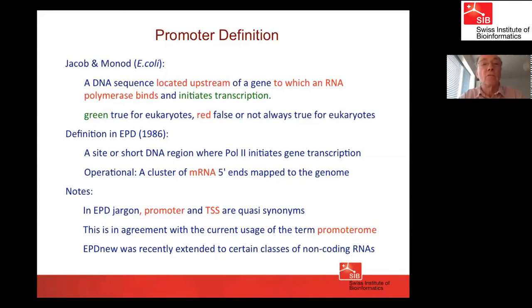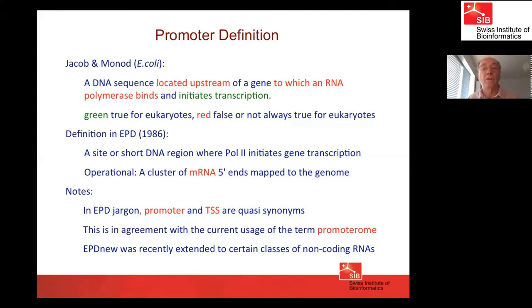It was introduced by Jacob and Monod, who defined it as a DNA sequence located upstream of a gene to which RNA polymerase binds and initiates transcription. So one question you could ask is whether this was a discovery or an invention, and another question is whether such DNA sequences actually exist, and they certainly do exist in the case of the lac operon in E. coli.